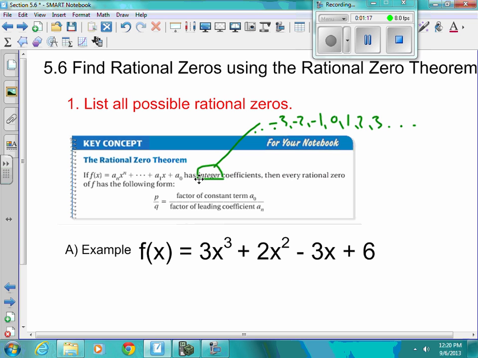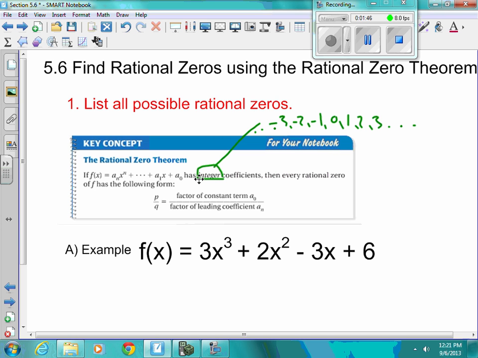And every rational zero of f has the following form: p over q, where p is factors of the constant term a sub 0, and q are the factors of the leading coefficient. So factors are numbers that divide a number. So numbers that divide the constant term, the last term, and numbers that divide the leading coefficient, the first coefficient in standard form.